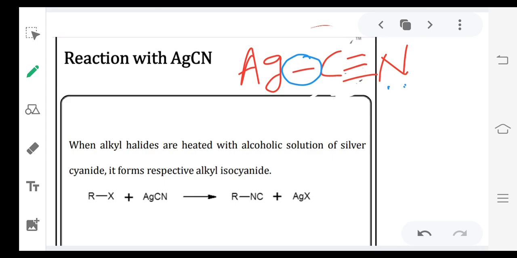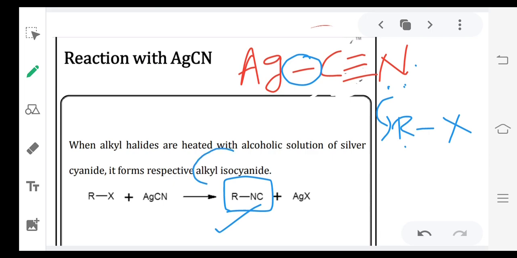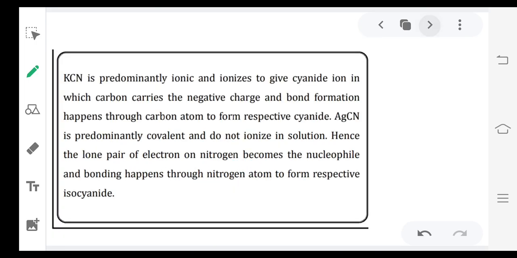So that's why this nitrogen lone pair will attack the alkyl halide carbon. Then a carbon nitrogen bond will form and you will get RNC instead of RCN. This is alkyl isocyanide, not alkyl cyanide. Next. So that only they have given here.